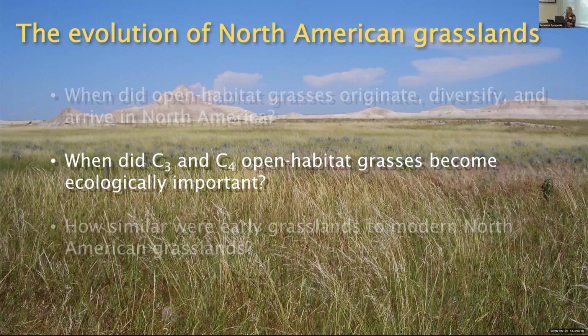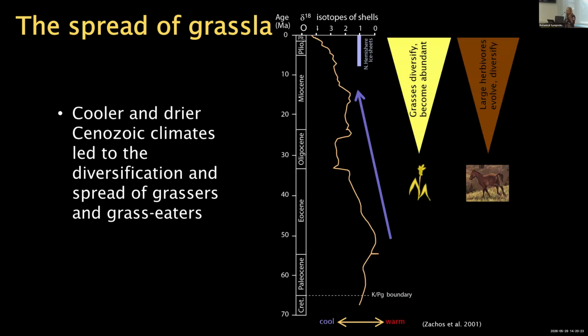Okay, so when did these open habitat grasses become ecologically important in North America? And why? So the idea has long been that as climates got cooler and drier after about 50 million years or so, especially at mid to high latitudes during the Cenozoic, we see the diversification and rise in abundance of grasses, and in tandem, the evolution and diversification of large herbivores feeding on grasses.